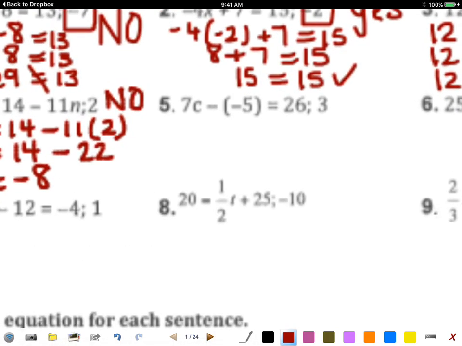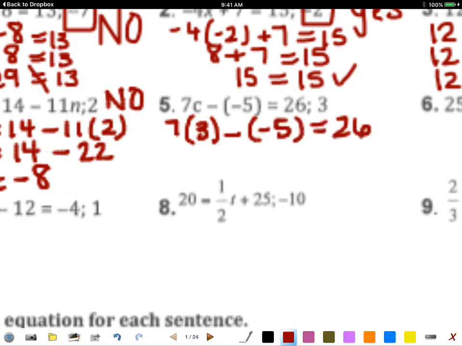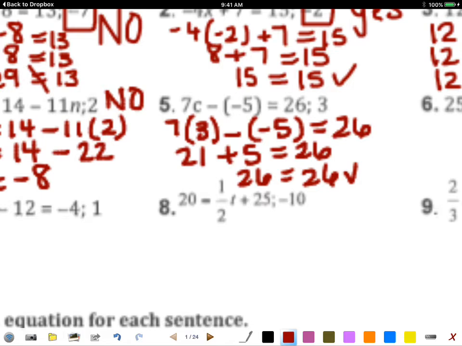Okay, plug in your 3. 7 times 3 minus negative 5 equals 26. 7 times 3 is 21. A minus negative is really like a plus 5, equal to 26. 21 plus 5 is 26. So the sides do match up, so we're going to write yes.